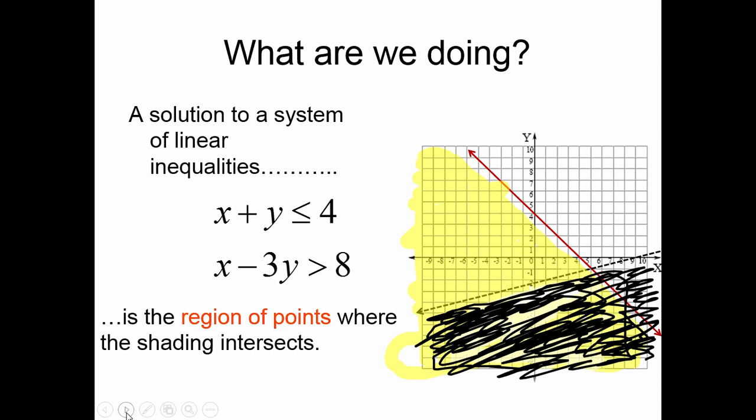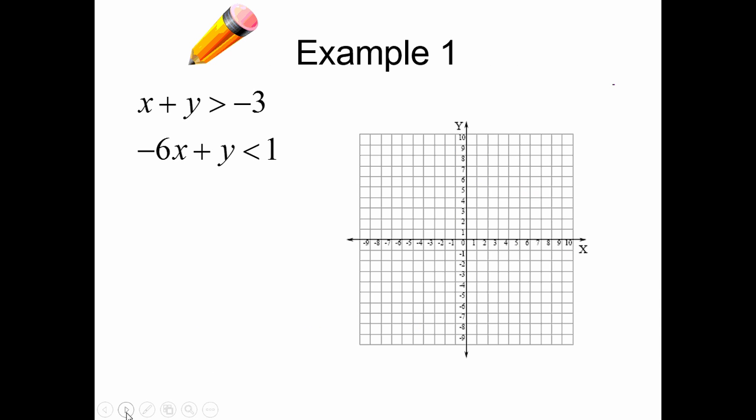We're trying to find the region of points that are representative of the solutions of the system. So all the points that work in both inequalities would be where the shading is overlapping. So that's our plan for today. Let's look at a couple here to see if we can figure out how we do this.